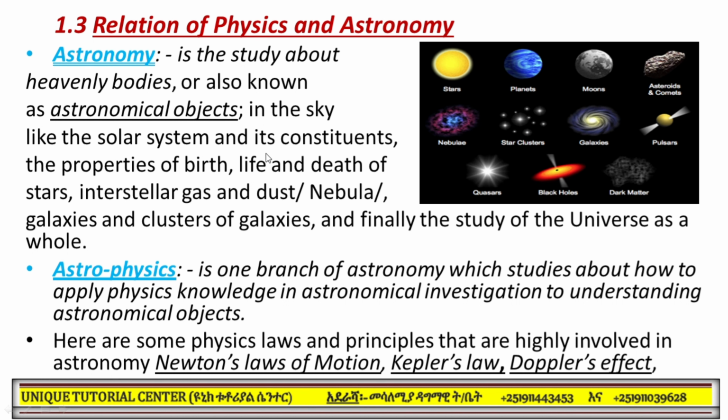Relation of physics and astronomy. What is astronomy? And then we'll try to see about astrophysics. So astronomy is one of the branches of natural science that studies heavenly bodies, also known as astronomical objects.